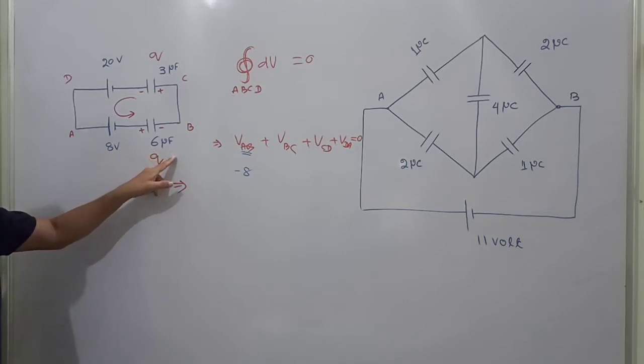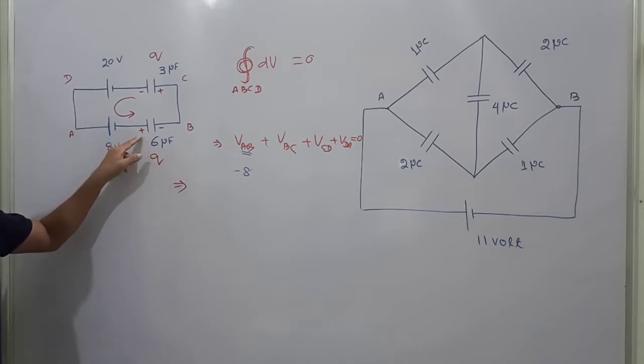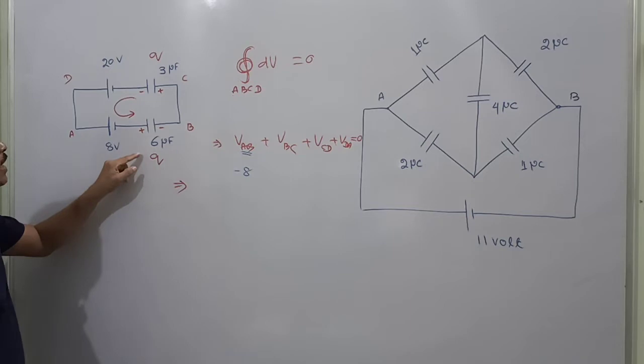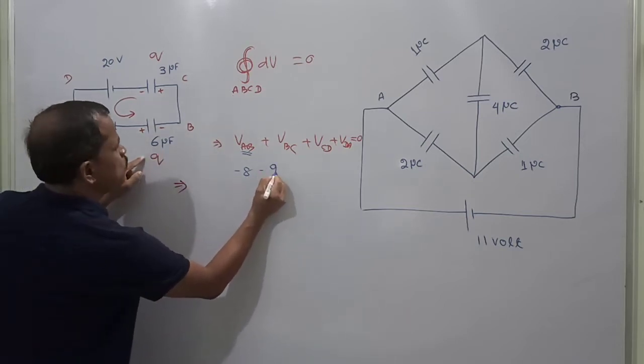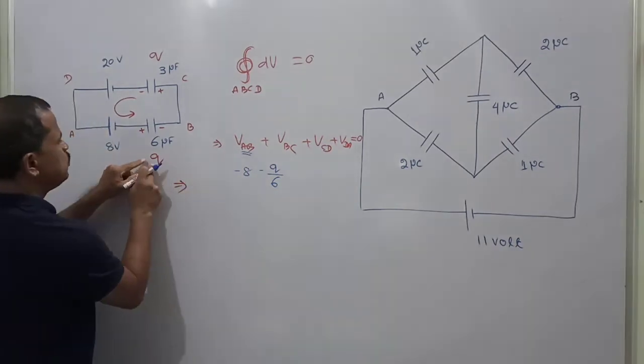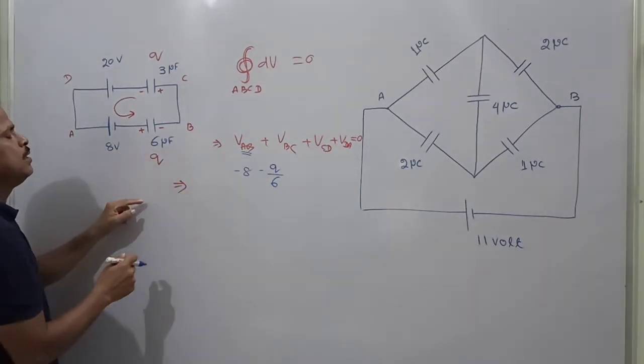Now come to the capacitor. The capacitor also goes from positive plate, then negative plate. So again there is a loss. But the capacitor potential formula is Q by C. So Q by C is equal to Q by 6. Q is the charge, capacitance is 6.